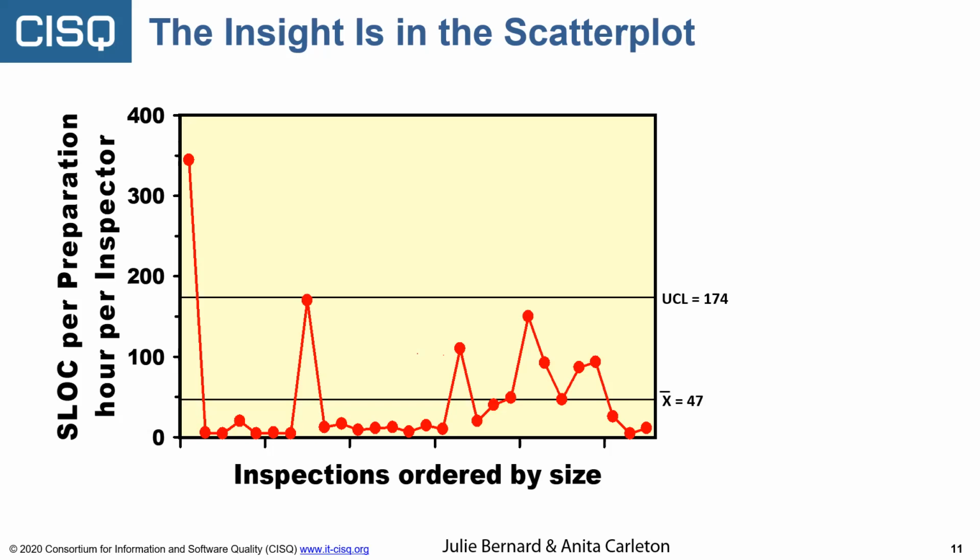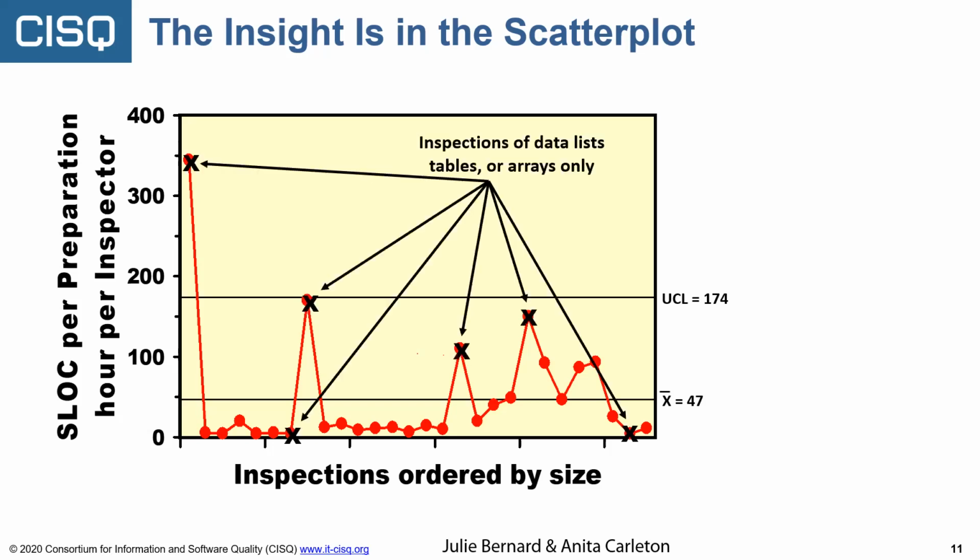Well, they went in, because this is a scatter plot, and asked the question, what is going on in these data? Well, lo and behold, they found that most of these large data points were inspections of data lists, tables, and arrays only. They were not complex. It was simple to review large amounts of material very rapidly because they were lists and tables and whatnot. Now, there's a couple down here at the bottom that look like they're almost at zero. So I suspected they didn't even review it. They just tossed it out. But the fact is, this was different than people reviewing algorithmic work.